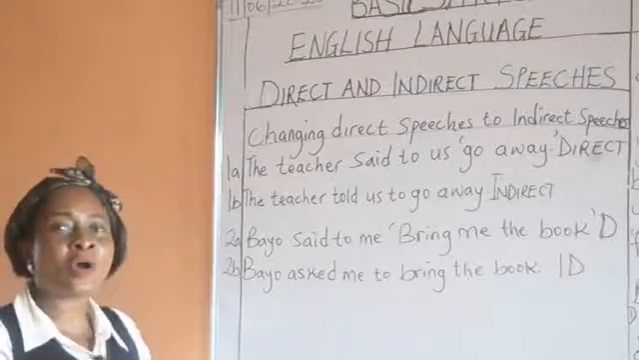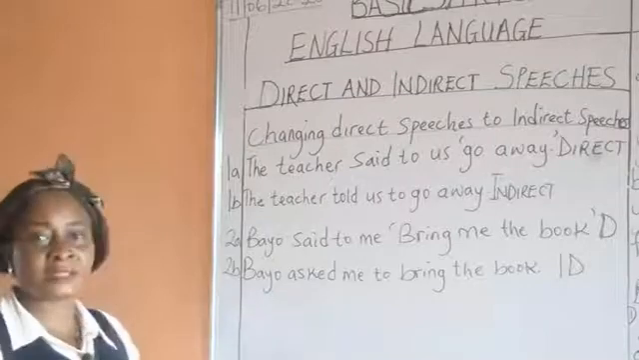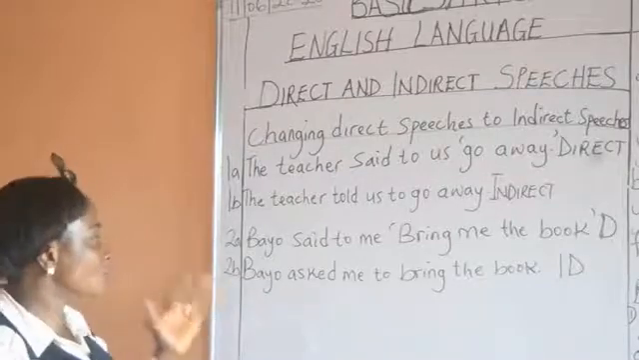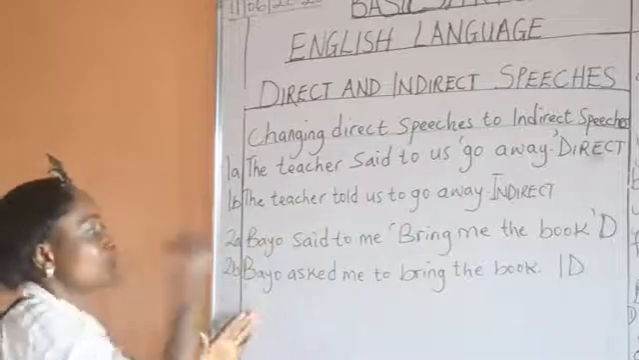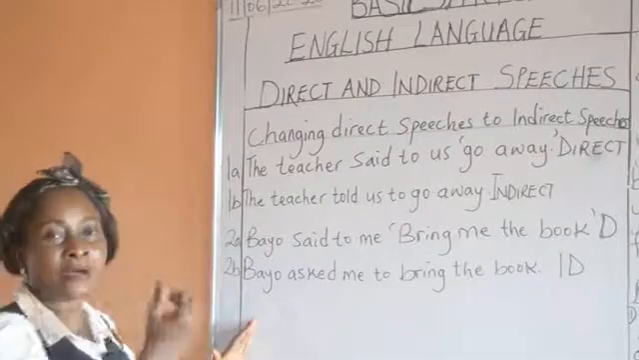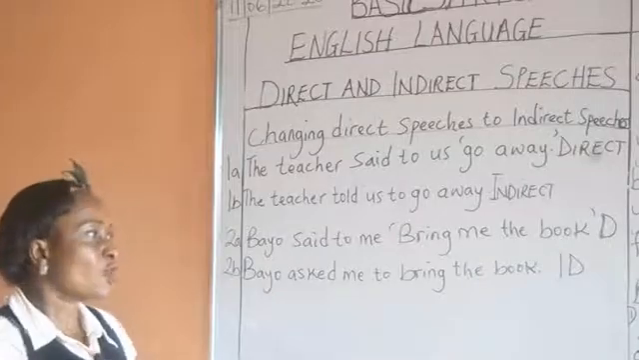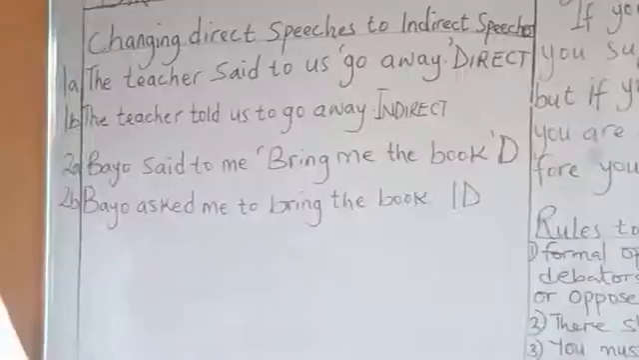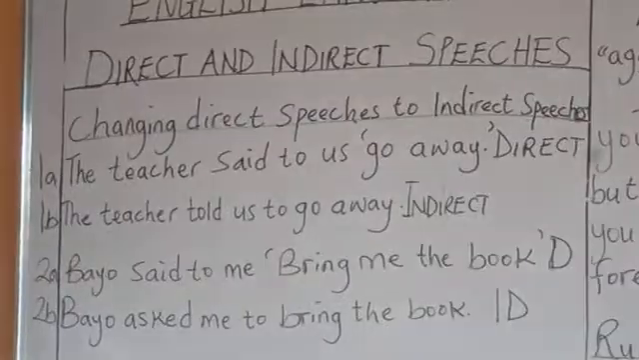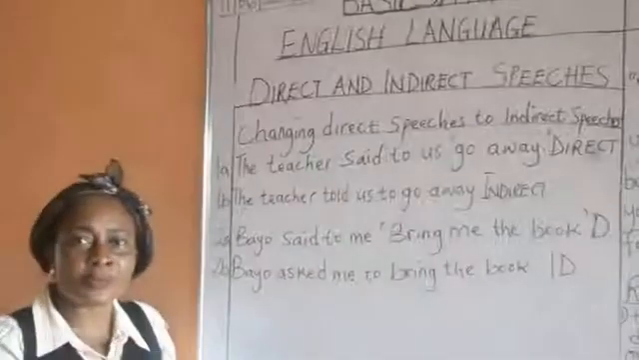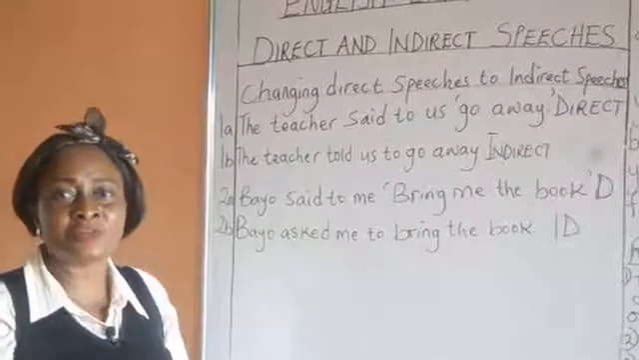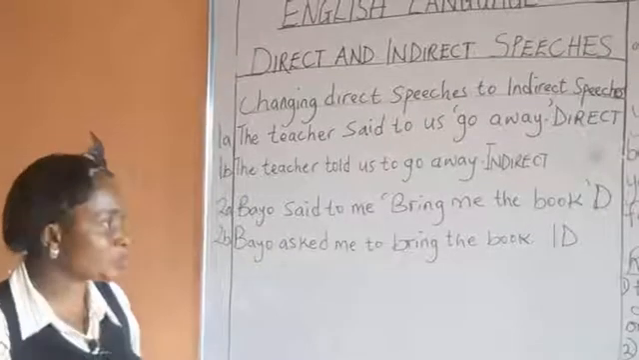2B. Bayo asked me to bring the book. Now 2B is reporting what Bayo said. Bayo asked me to bring the book. That is a report. Bayo asked me to bring the book, or Bayo told me to bring the book. That is an indirect or a reported speech.